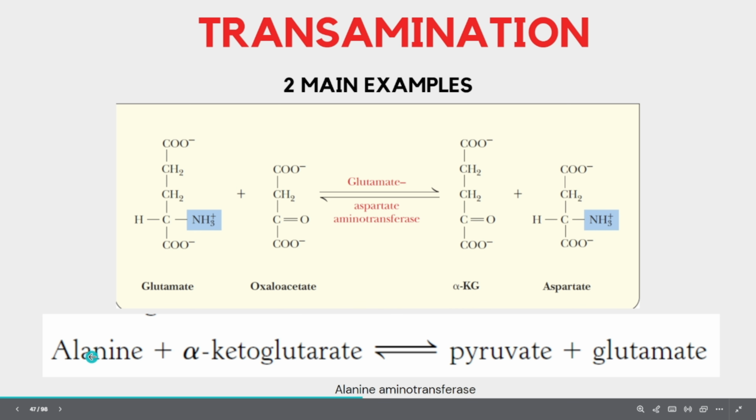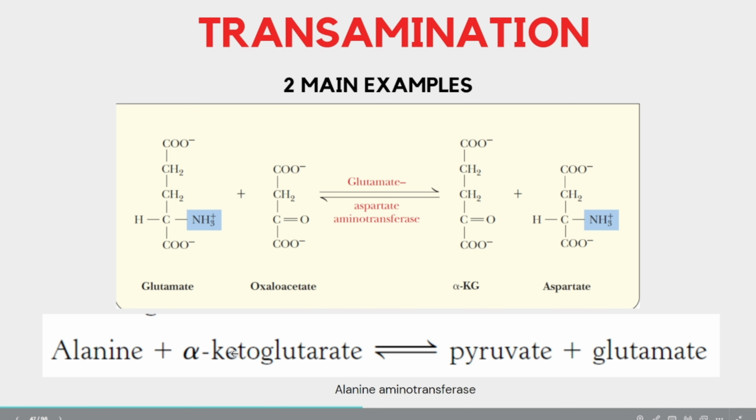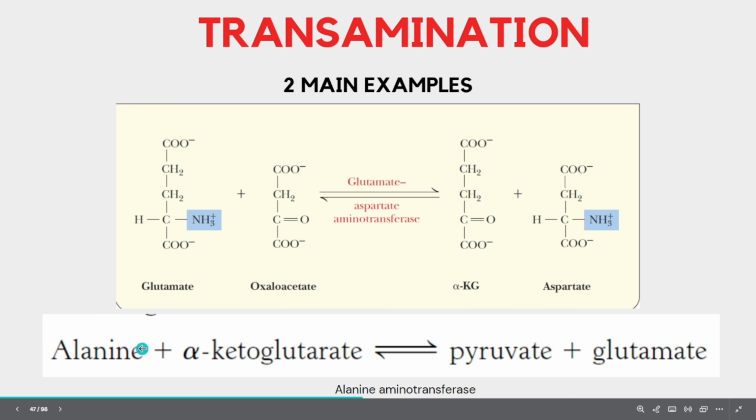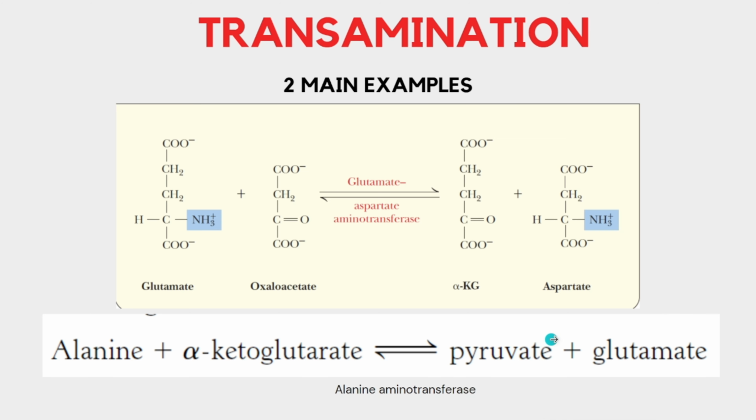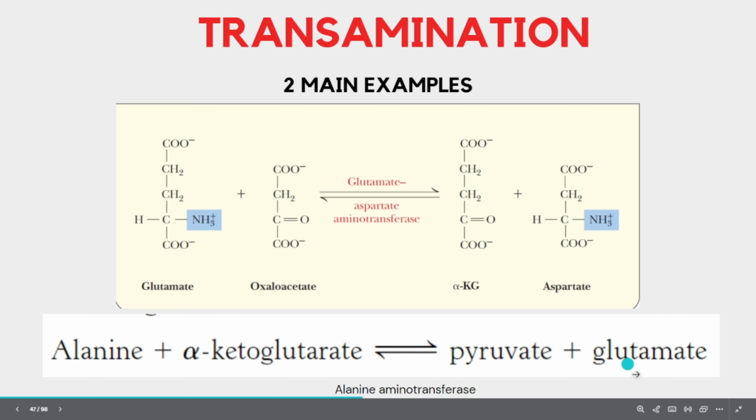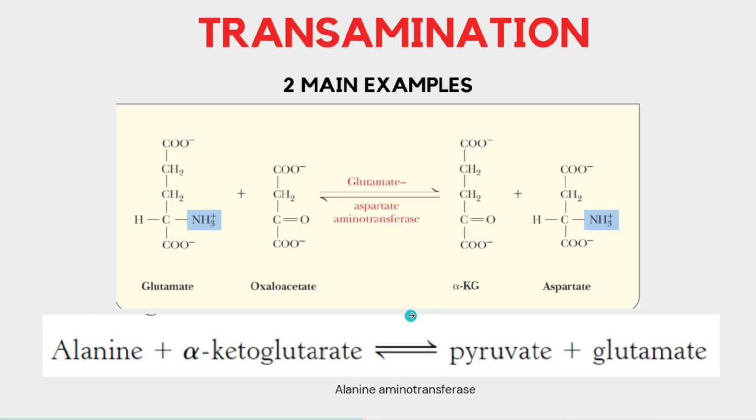Another example is alanine and alpha ketoglutarate. So alanine is an amino acid, right? So when alanine transfers the amino group, it will form pyruvate. And alpha ketoglutarate will form glutamate. So this is another amino acid. So alanine, and the enzyme we call alanine aminotransferase.